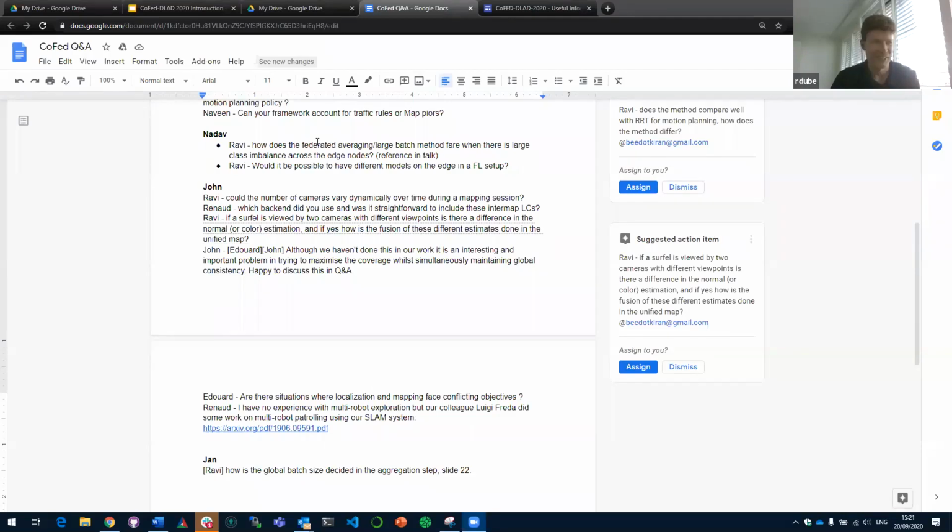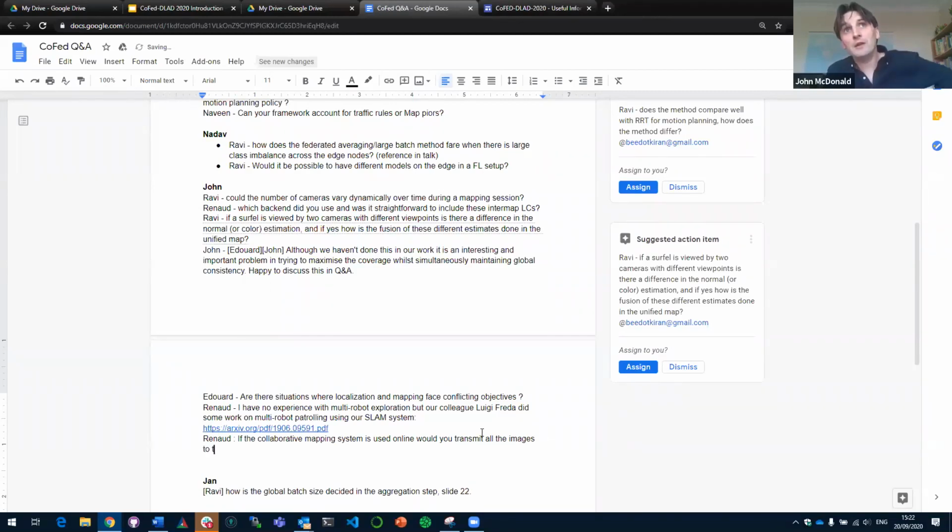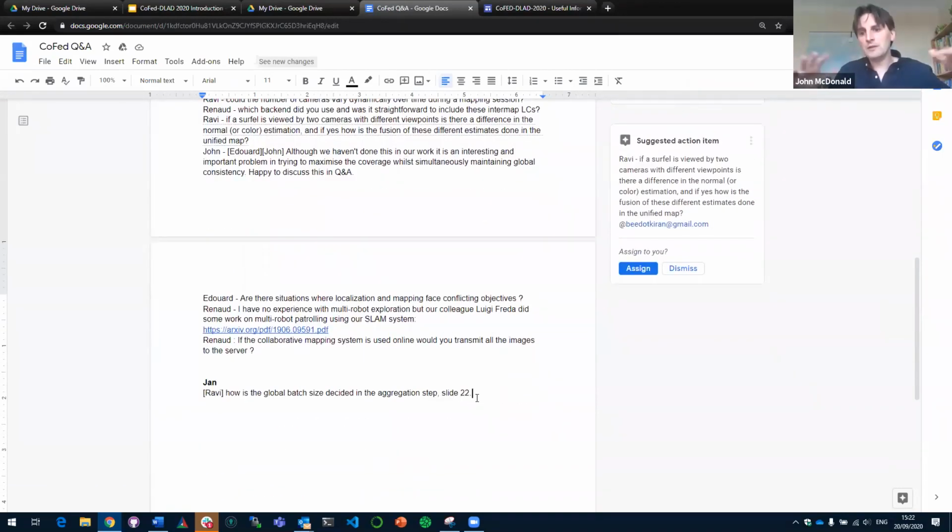I have one last question from my side for John. If you were to use this collaborative mapping system online, would you transmit the images directly to the server? Or would that be a compressed representation? At the moment, we're transmitting them directly to the server, because we're just using the ElasticFusion algorithm in its vanilla form underneath. We're not building the maps locally and then transmitting those, because our initial use case didn't require that. However, this workshop, and even just having to prepare a talk for it, has gotten us thinking quite a lot about it.